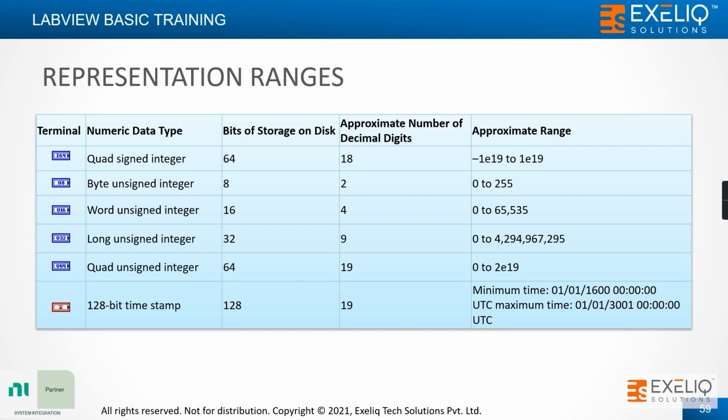Range selection is an important step because it takes a lot of memory space if you have taken DBL everywhere and you don't need it. So choose wisely.